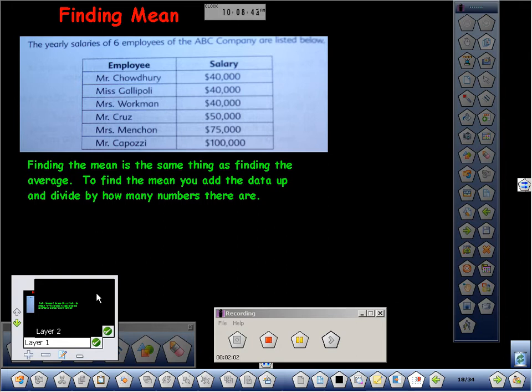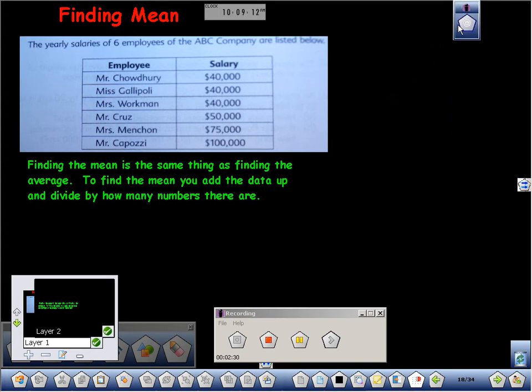So it says to find the mean, you add the data up and divide by how many numbers there are. That's where it's being mean. Just remember, mean is like average. It's the same thing. So we add all the numbers up and then divide by how many there are, because we want one number that represents all the numbers.